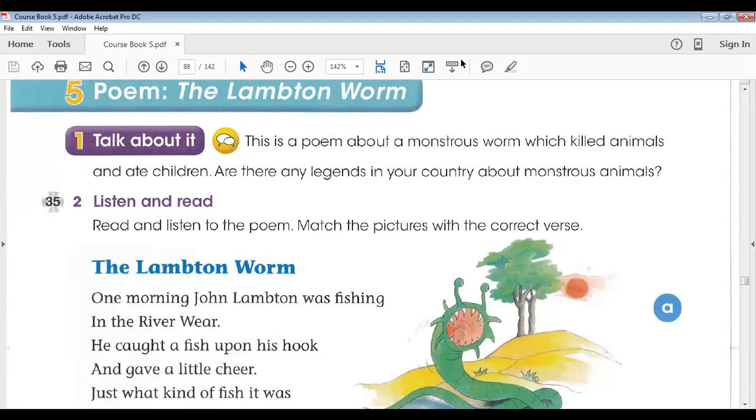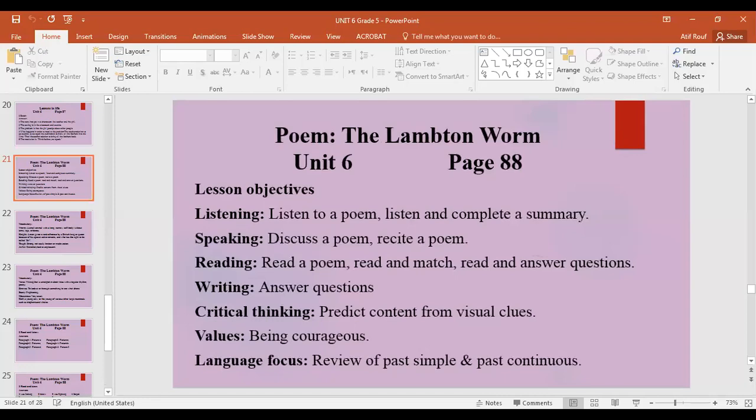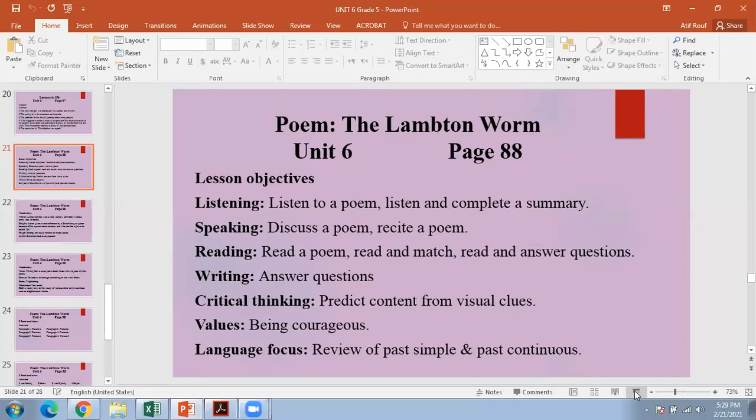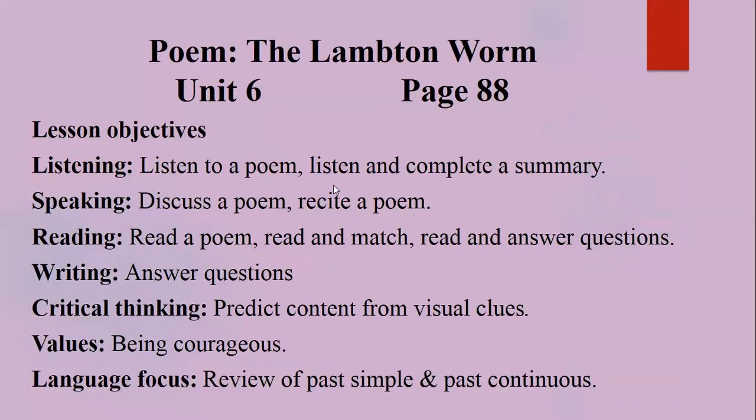Before we started the lesson, I displayed the lesson objectives and discussed them with the class. So I'm going to include it again. These are the lesson objectives on your screen right now. Listening: we listen to a poem and after that we have to complete a summary. Then speaking activity: discuss a poem, recite a poem.